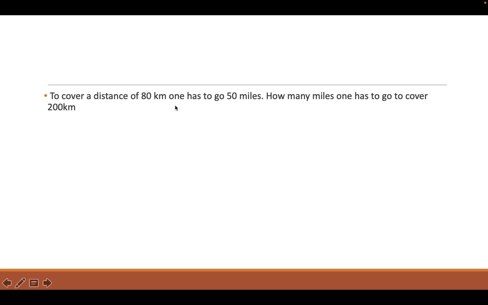Okay, next problem. To cover a distance of 80 kilometers, one has to go 50 miles. How many miles does one have to go to cover 200 kilometers? So this is just a conversion problem, right? It's saying that 50 miles equal to 80 kilometers. Now, if somebody is saying 200 kilometers, then how many miles is it? Simple. So that means 1 kilometer equal to 5 by 8 miles. That's how they are calculating. And then 200 kilometers equal to 125 miles.